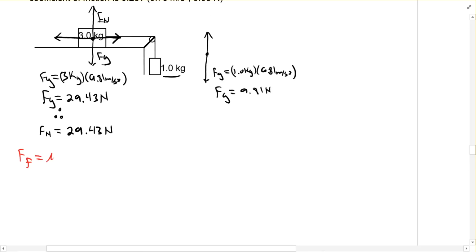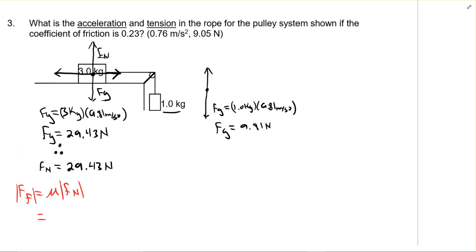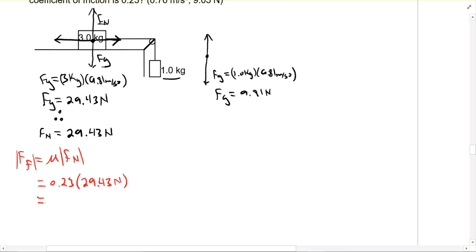Force of friction is going to be equal to the coefficient of static or coefficient of friction times Fn. So that's going to be, what was our coefficient of friction? 0.23 times 29.43 newtons. So our force of friction here is going to be 6.769 newtons. All right, we're good.